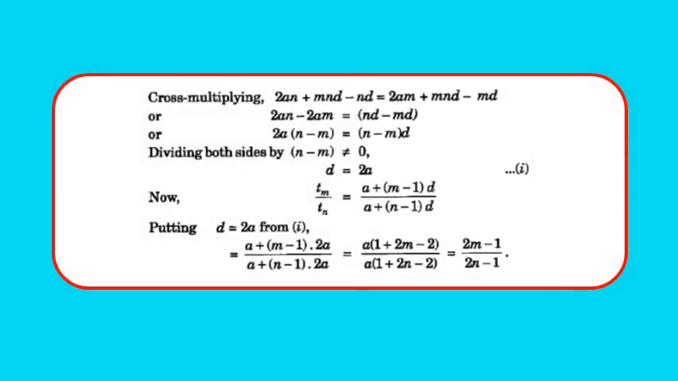So cross multiplying we get 2an plus mnd minus nd equals 2am plus mnd minus md. So simplifying we get 2a into (n minus 1) equals (n minus 1) into d. So we get d equals 2a.